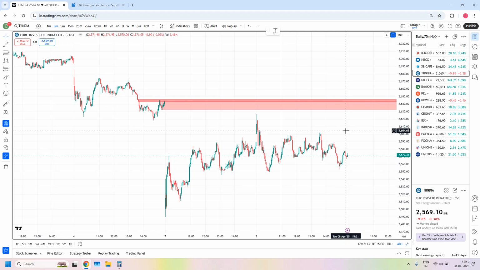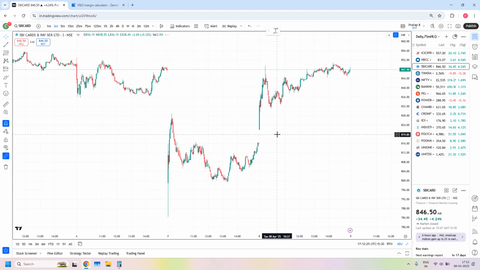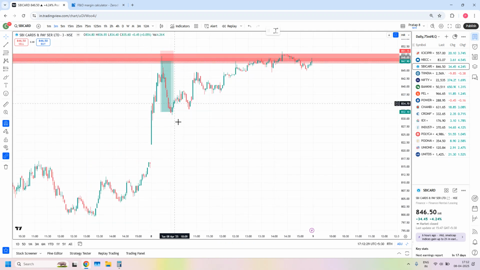So these are the 4 DIT trades that I published in our group. SBI Card, I am sure all DIT traders would have taken this trade today, and you would have got a good profit.